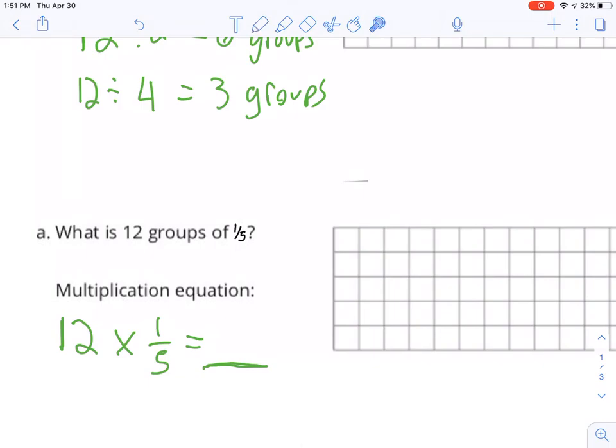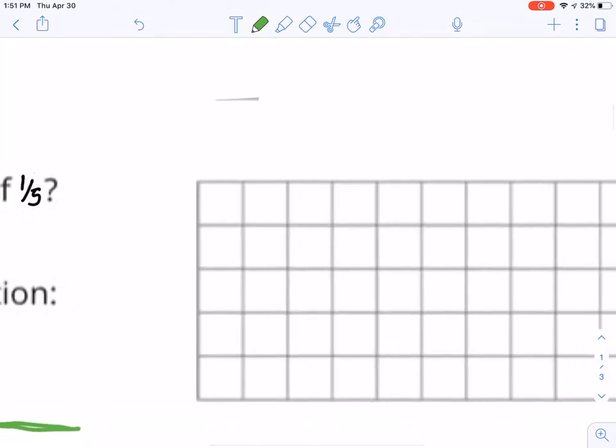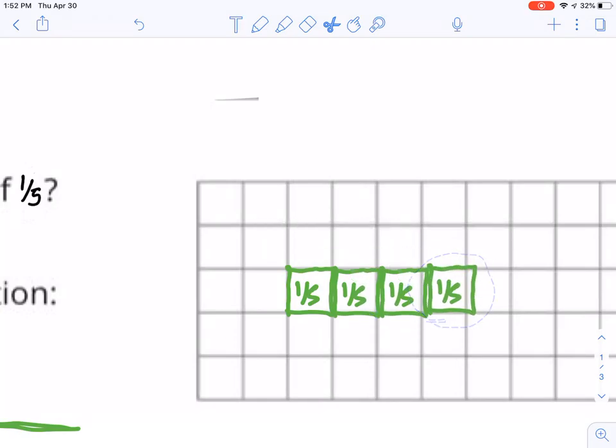Well, we have 12 times 1/5, so that literally just means 1/5 12 times, okay? So let's go ahead and make 1/5 12 times. Here's our 1/5, and let's go ahead and circle that. Copy, paste, 2/5, 3/5, 4/5, 5/5. So we have our first 1 whole, right? So we know the answer is going to be larger than 1. We have our first 1 whole.